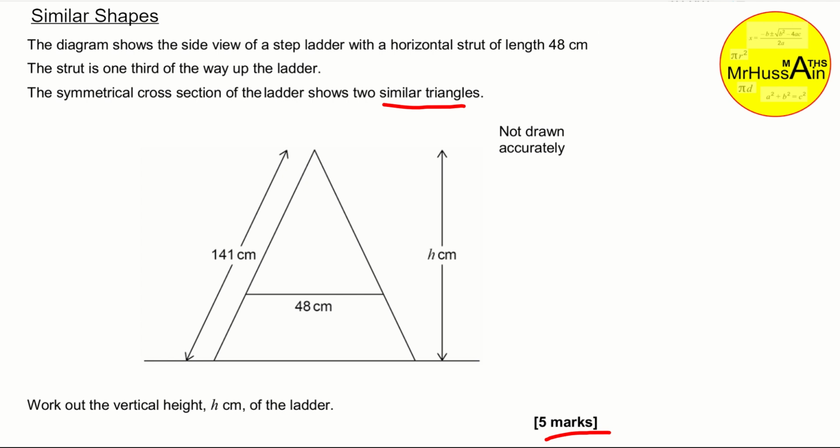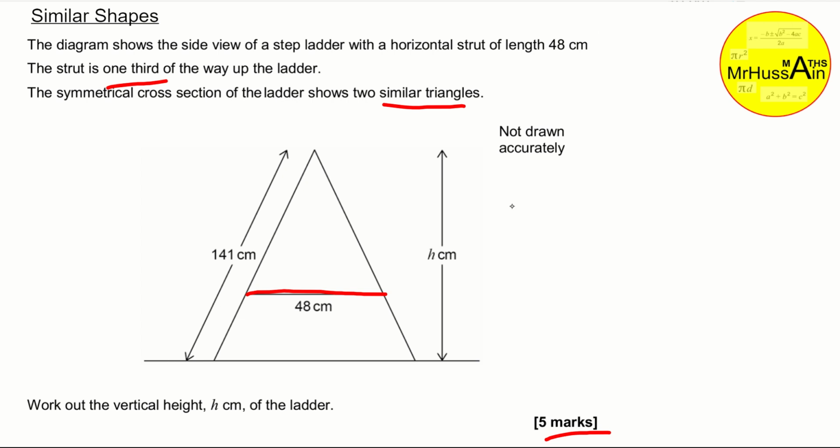The diagram shows the view of a step ladder with horizontal strut. So this, they've already declared to you, this is called a strut. And reading is important. Even if you didn't know what strut was, you can work out that's the strut because the length is 48. The strut is 1/3 of the way up the ladder. The symmetrical cross section of the ladder shows 2 similar triangles.